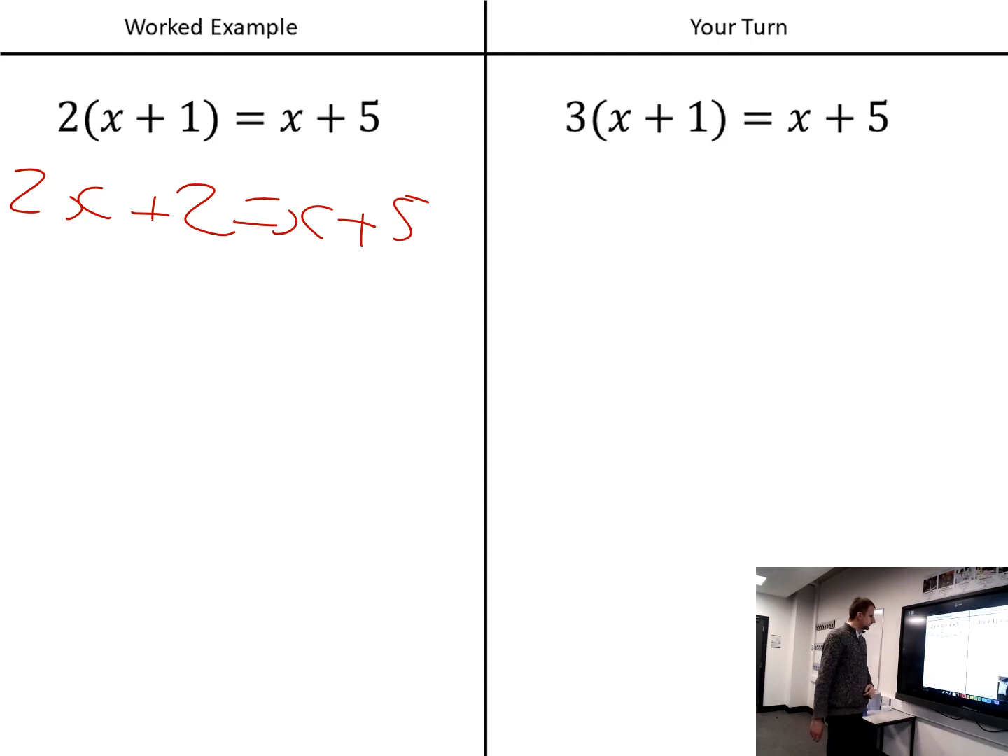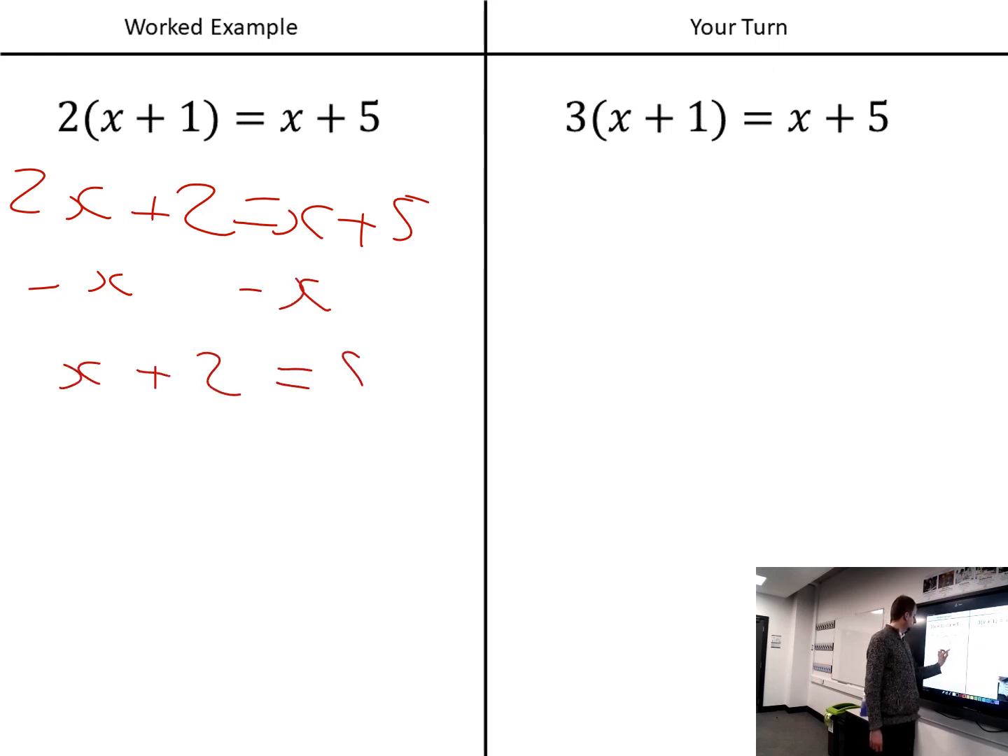Okay, same procedure. x is on one side, non-x is on the other side, so it's going to be subtracting x from both sides. So it's going to be x plus 2 is equal to 5. And subtract 2 from both sides, so x is equal to 3.